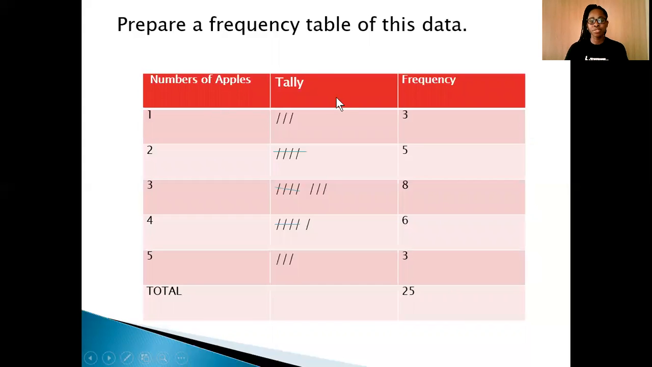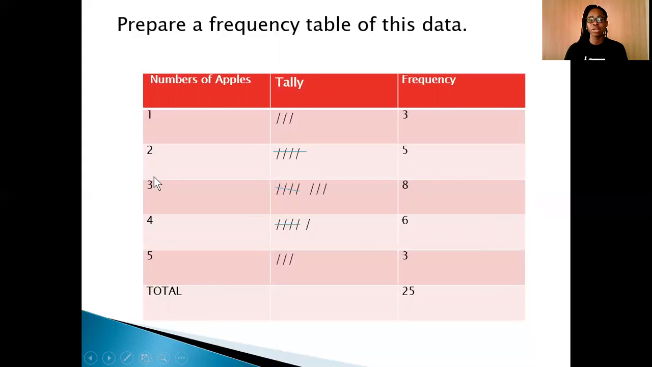This is our frequency table. This is the number of apples bought by the students. We have from 1 to 5. And this is our tally, and this is the frequency. The frequency is the number of times one appears. But in this case, the frequency will be presented as the number of people that bought 1 apple, the number of people that bought 2 apples, 3 apples, 4 apples, and 5 apples.